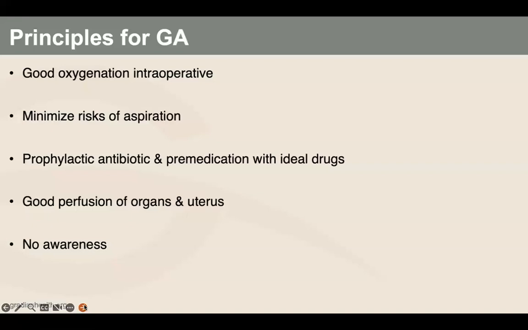And then prophylactic antibiotics, because maternal sepsis is also one of the causes of maternal mortality. And as anesthesiologists, we also play an important role in reducing maternal mortality. Then pre-medication, as I have mentioned. Then good perfusion of organs and uterus. So you have to ensure that you have good IV access. You check your patient's hydration status, ensure that at least you have a urethral catheter in situ, and your patient is draining good urine. These are all important principles.